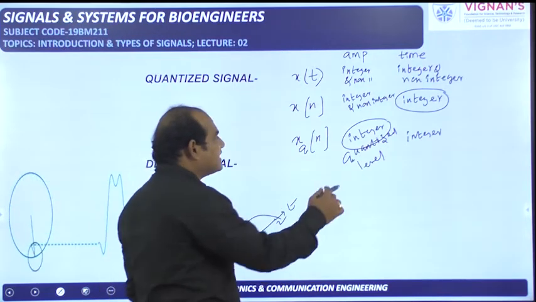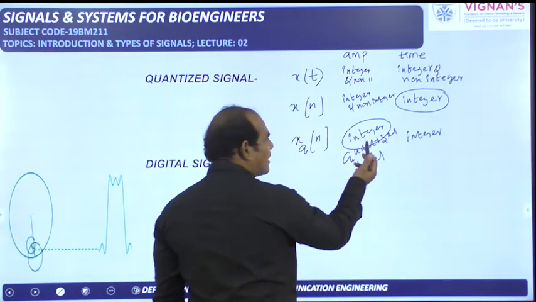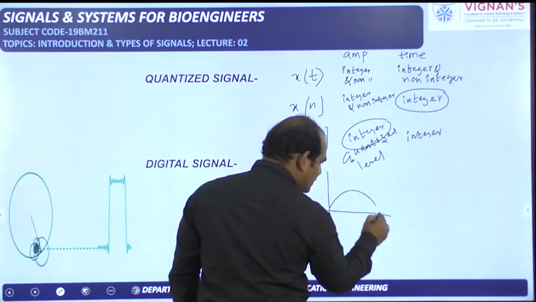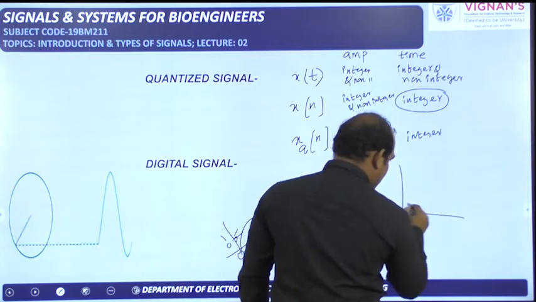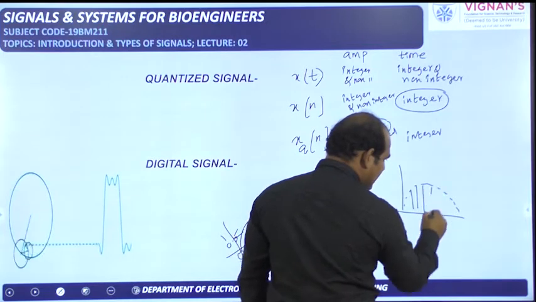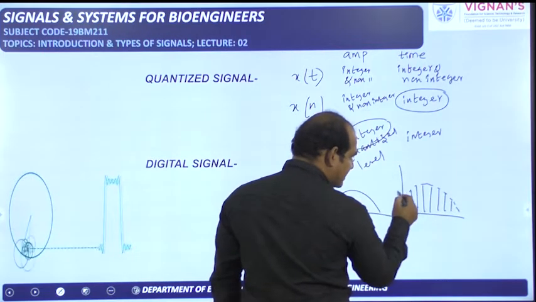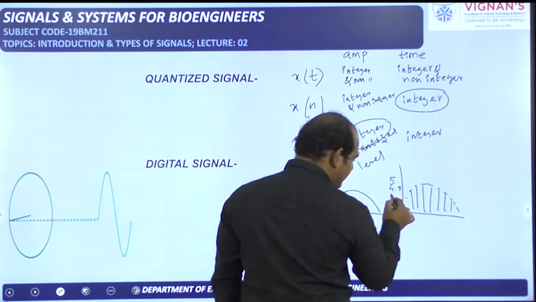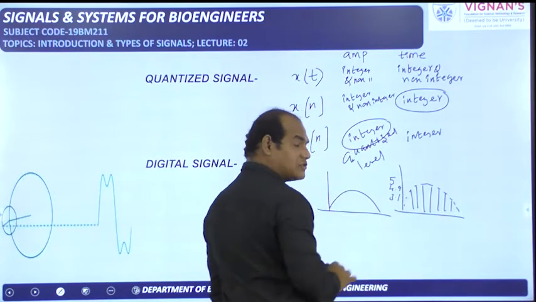Okay. After getting this quantized signal, how will this signal be? Here you see, this is the continuous signal. This is the envelope to draw the samples. That means this is the discrete time signal. For example, it is 5, it is 4.9 and it is 3.1. Like this amplitudes are there.